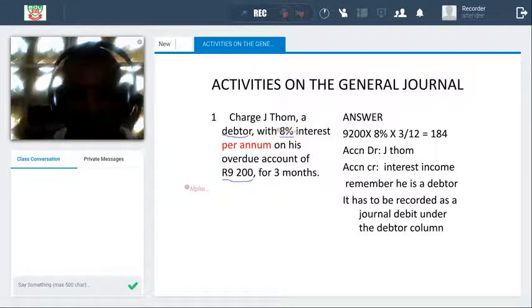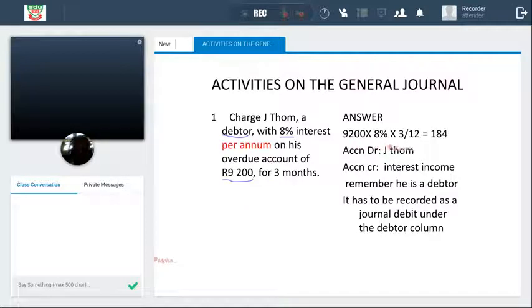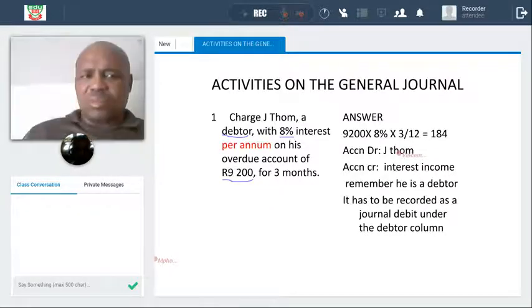J-Tom is a debtor, is owing us more, so we are going to debit him. The account debited is J-Tom, the account credited is interest income. But since J-Tom is a debtor, we must remember that our general journal also has a debtors control column and a creditors control column. So since it's a debtor, we also go to the debtors control column, on exactly the same line where J-Tom is, and we also debit it with 184, which will be like our journal debit.